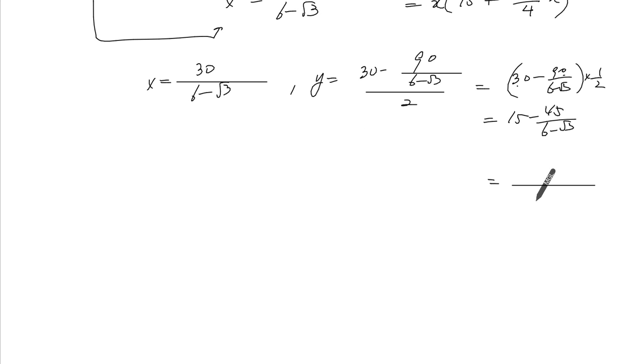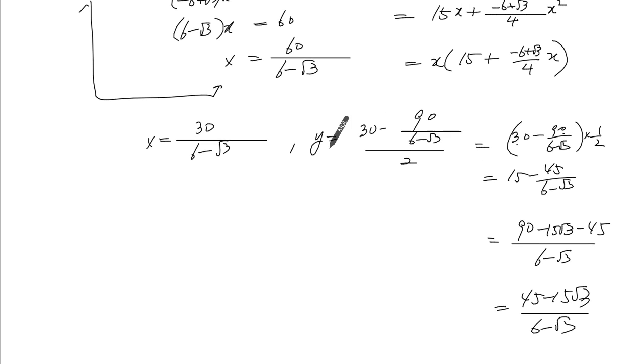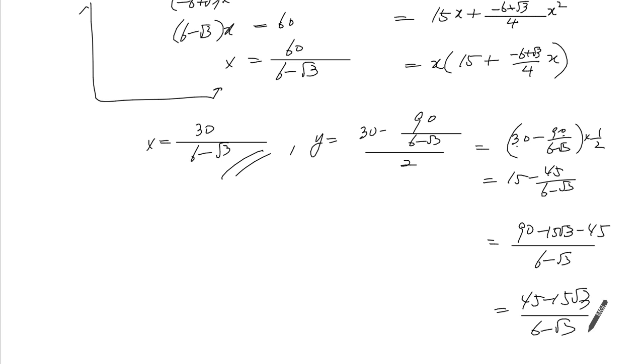Combine to a single base. 6 times 15 is actually 90, right? So we get 90 minus 15 root 3 minus 45. So you're going to get 45 minus 15 root 3 all over 6 minus root 3. The question asks for a decimal, so we just have to calculate these values in decimal on the calculator to get the answer accurate to 2 decimal places, I think.